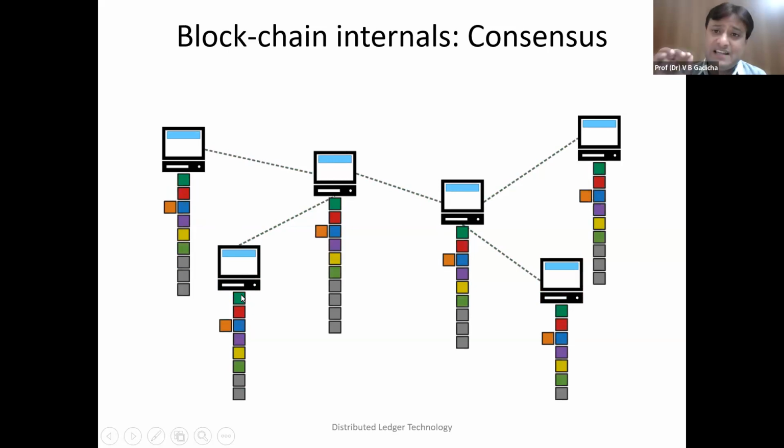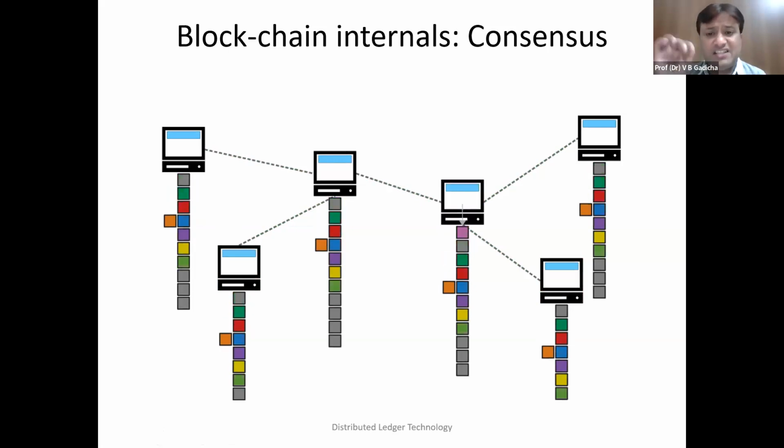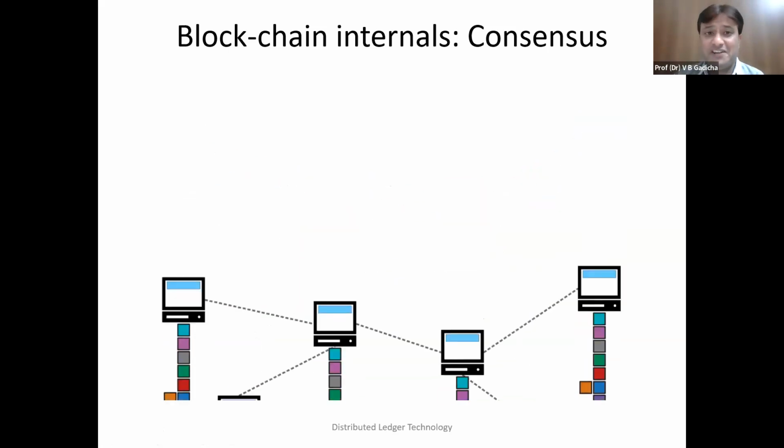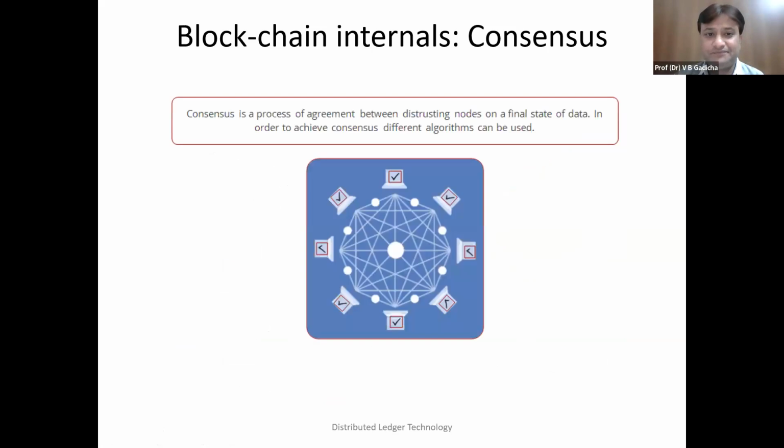Unless and until somebody gives consensus, somebody gives the consent that okay, this is a legitimate transaction, we can add it, till then no transaction can occupy the network. This is where blockchain becomes so critical and so secure.